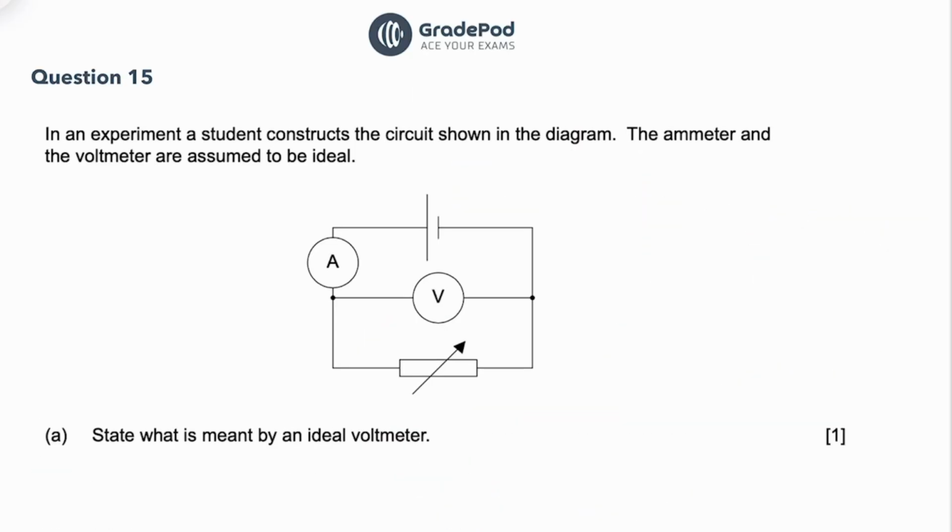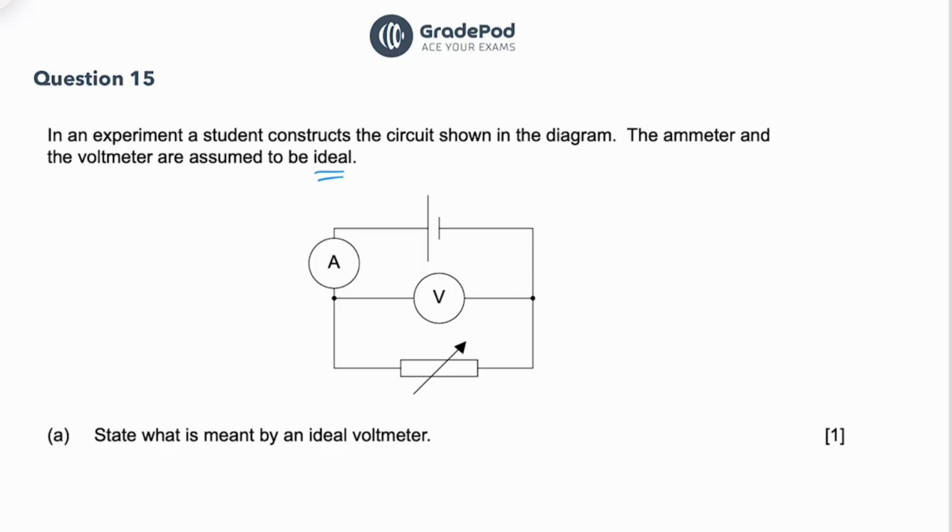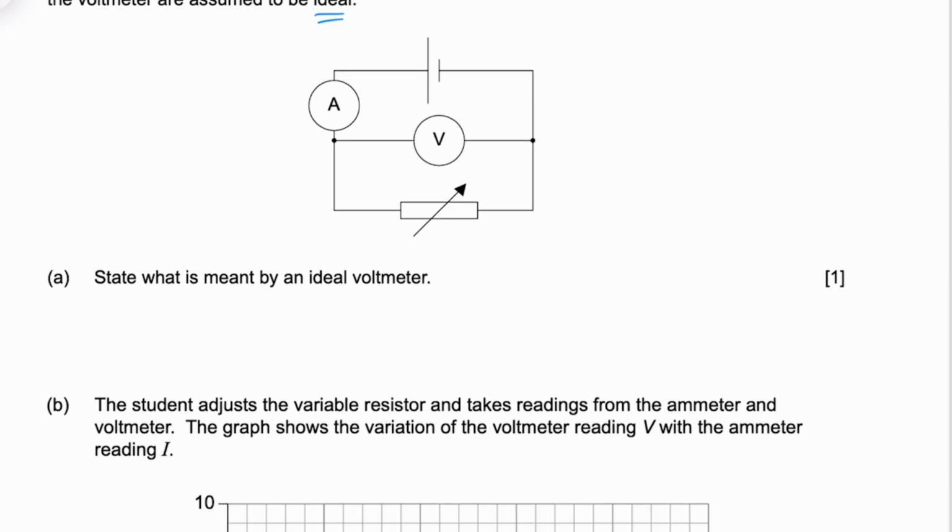Question 15. In an experiment, a student constructs the circuit shown in the diagram. The ammeter and the voltmeter are assumed to be ideal. State what is meant by an ideal voltmeter. Okay, well, we've just talked about what an ideal ammeter is. An ideal voltmeter is one that has infinite resistance.